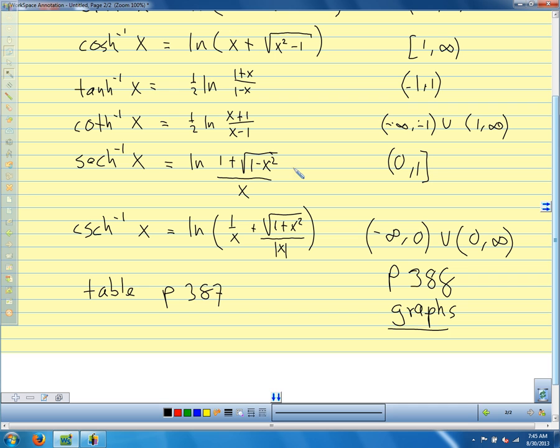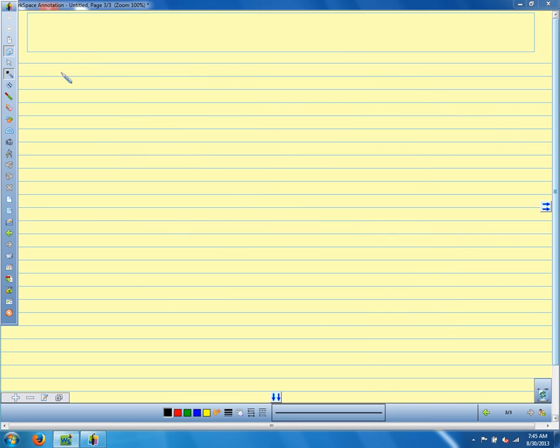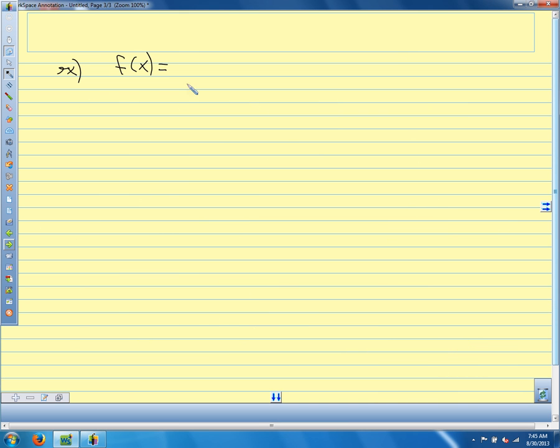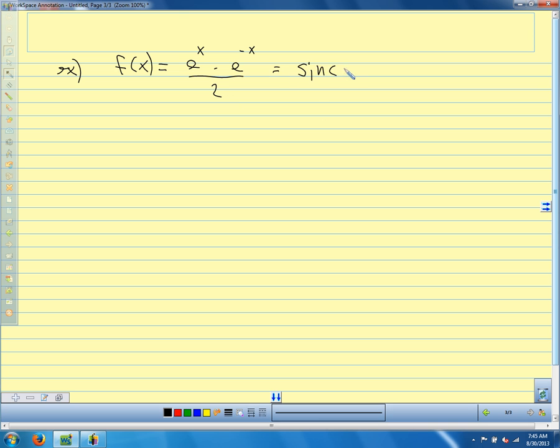All right. So let's go through finding one of the inverses. We're going to say f of x equals e to the x minus e to the minus x over 2, which is which hyperbolic function? Sinh. So this is sinh x. I keep wanting to put a C there.